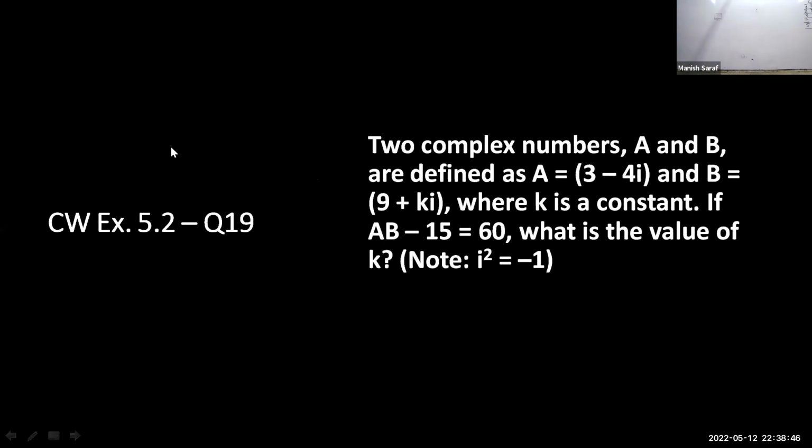Let's solve this. This is a gradient. मैंने gradient समझाया था आपको. कोई ऑप्शन नहीं होता, आपको आंसर लिखना होता है, 4 स्पेस होते हैं. ये वाला करो. Take 1 minute time. 19 on your book. What is the value of K if AB minus 15 is equal to 60? A complex number है, B a complex number है, उनका product minus 15 is equal to 60. What is value of K?